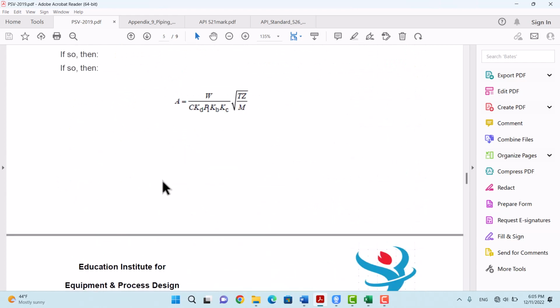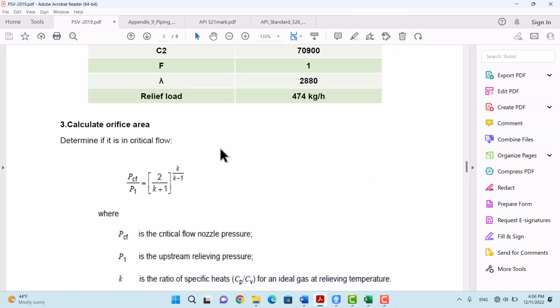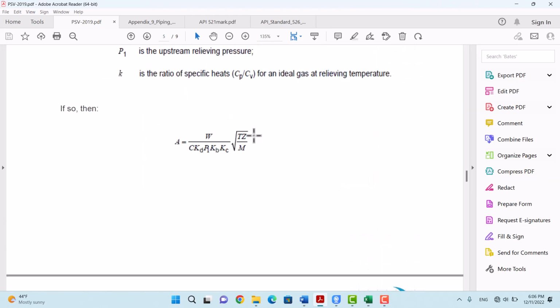So far here, Kd is 0.975, Kb equals 1, Kc equals 1, and three parameters are selected. Of course, in the previous step, we determined the relief load, which was this value, and of course molecular weight, Z factor, and relieving temperature, all of them are crystal clear to us. And of course, we have determined the upstream relieving pressure. The only factor missing here is the C factor.